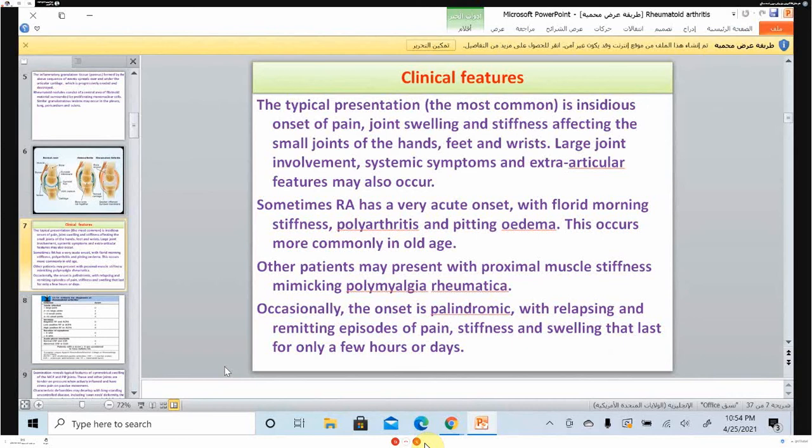Other patients may present with proximal muscle stiffness, mimicking polymyalgia rheumatica. Occasionally, the onset is palindromic, with relapsing and remitting episodes of pain, stiffness, and swelling that last for only a few hours or even days.